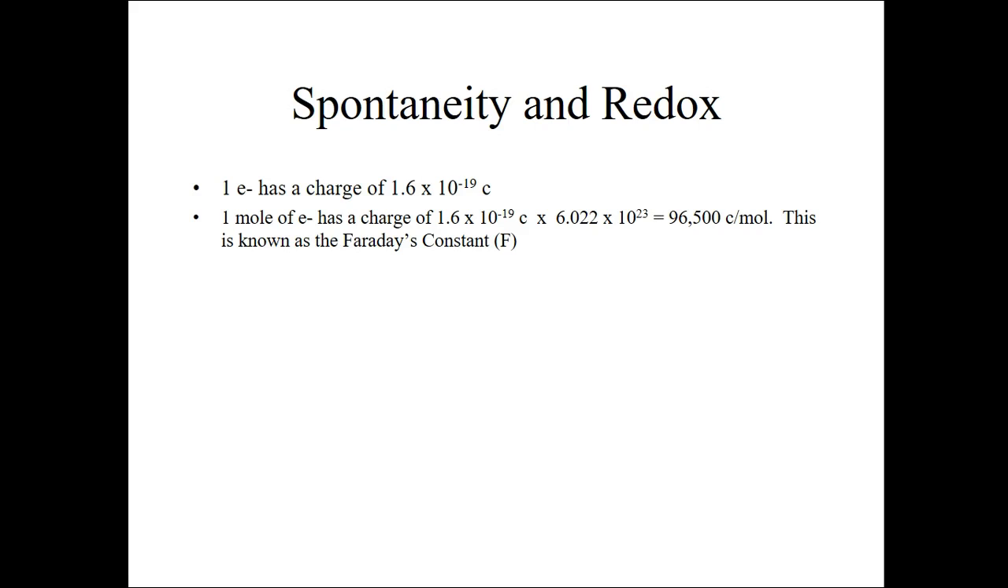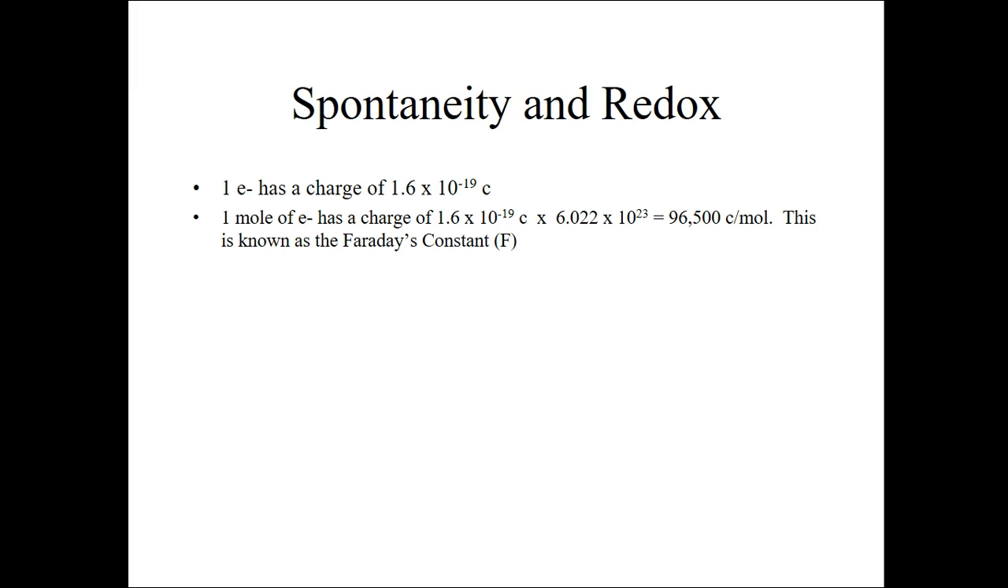Therefore, if you had a mole of electrons, the charge on 1 mole of electrons would be 1.6 times 10 to the negative 19th coulombs times the Avogadro's number of 6.022 times 10 to the 23rd. So if we round that value off, we get about 96,500 coulombs of charge for every 1 mole of electrons. This is known as the Faraday's constant and is given the symbol F.